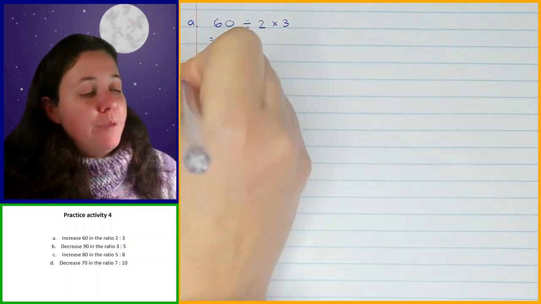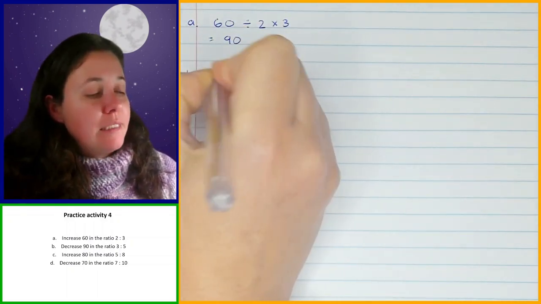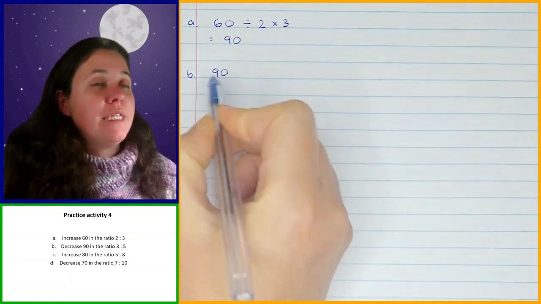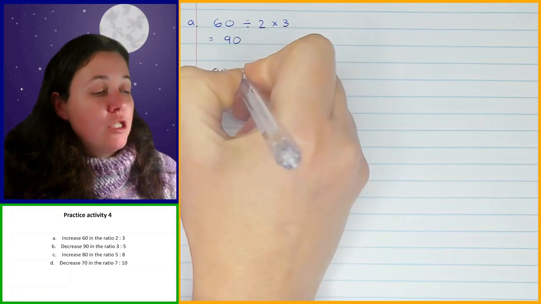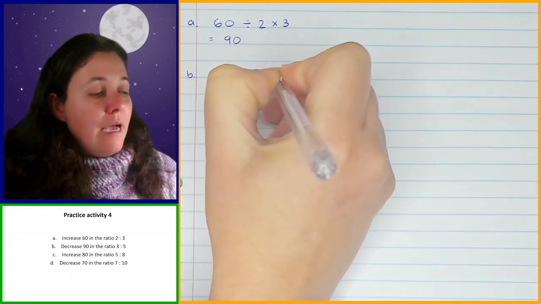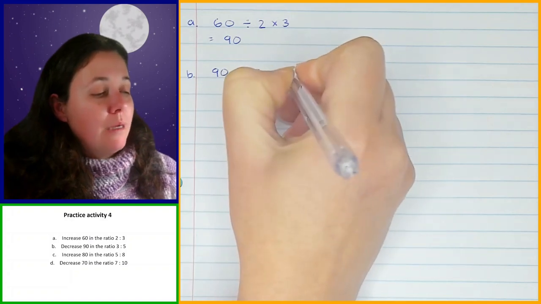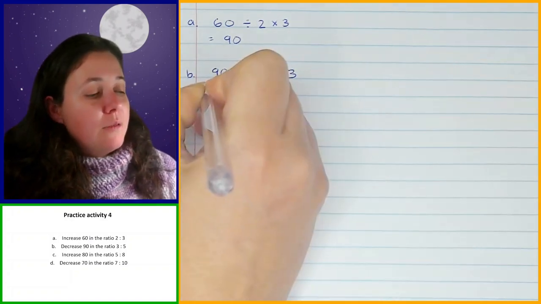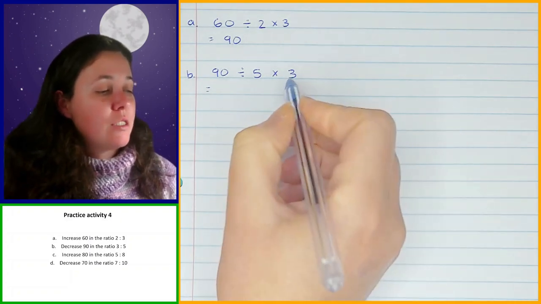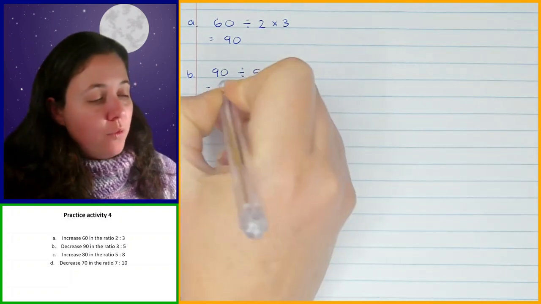Okay, so for question B, this time we are decreasing 90 in the ratio 3 to 5. So when we're decreasing, we're going to divide by the bigger number. So I'm going to divide by 5 and then multiply by the smaller number, which is 3. 90 divided by 5 is 18, times 3 is 54.